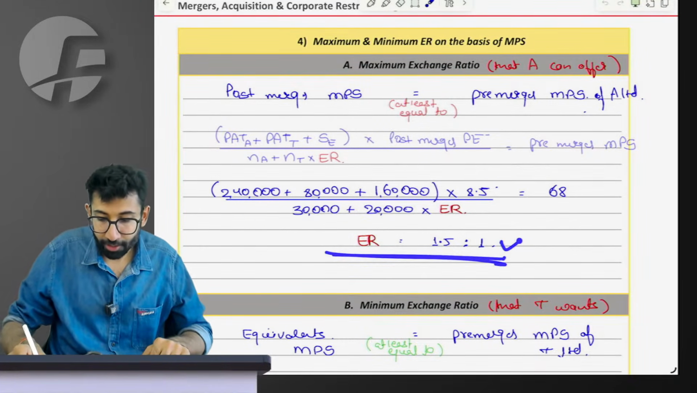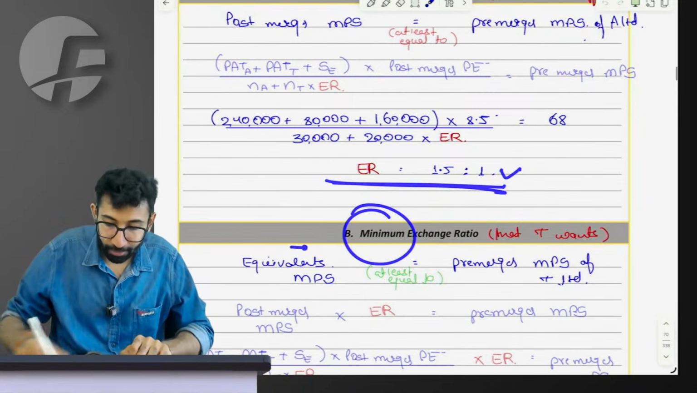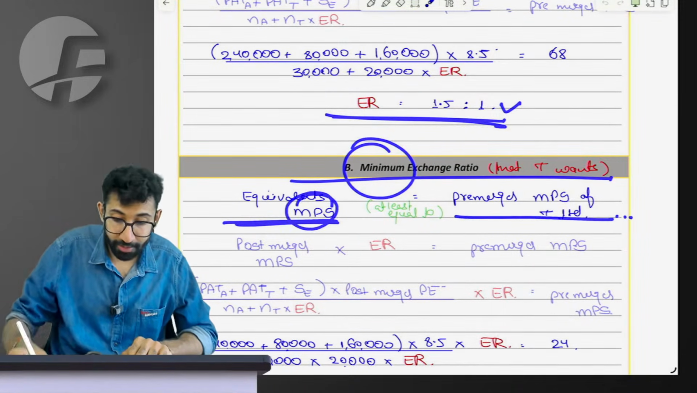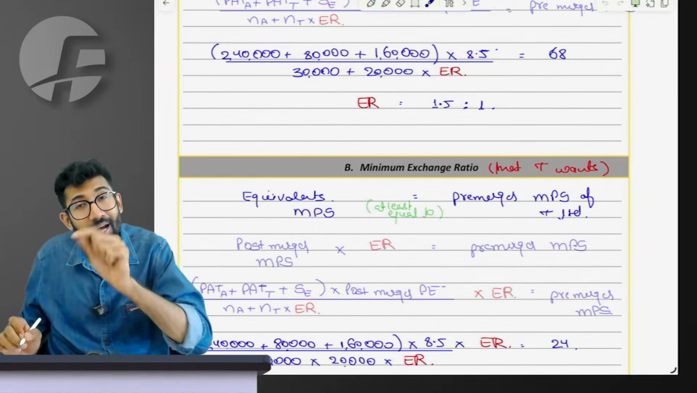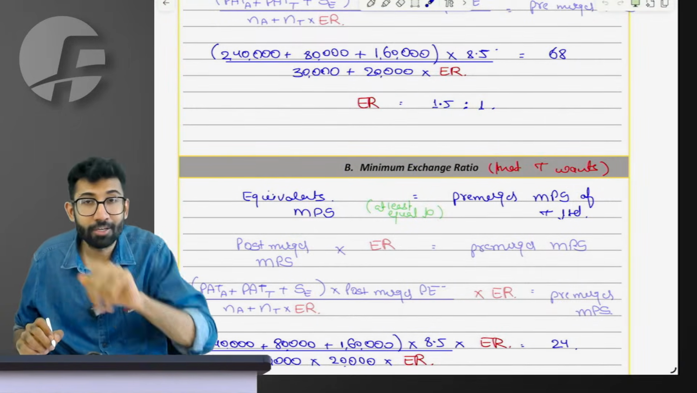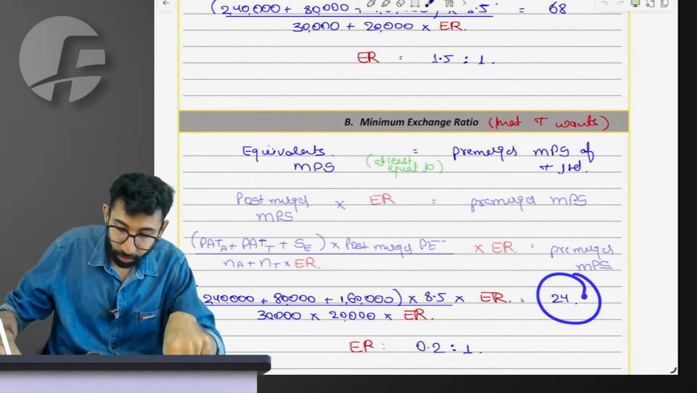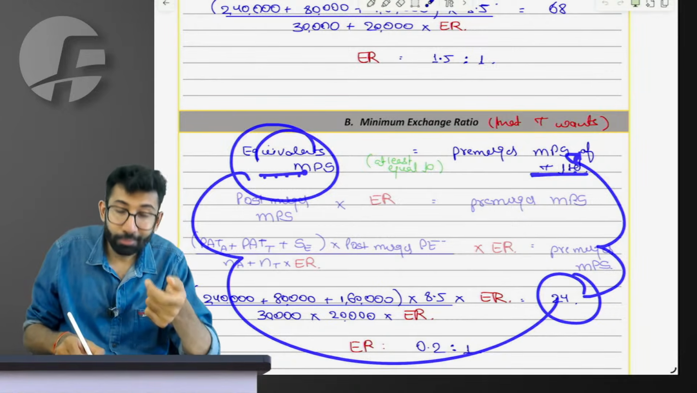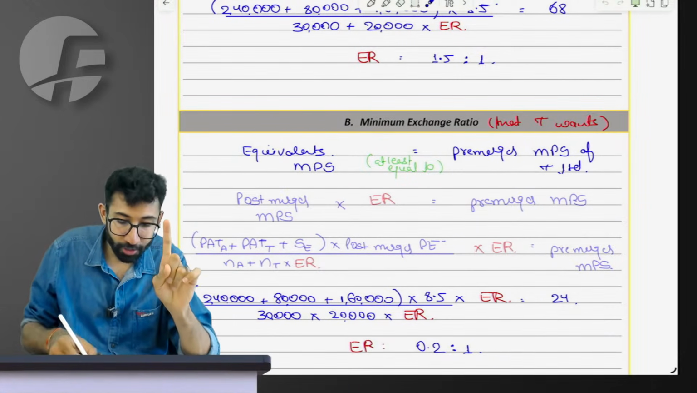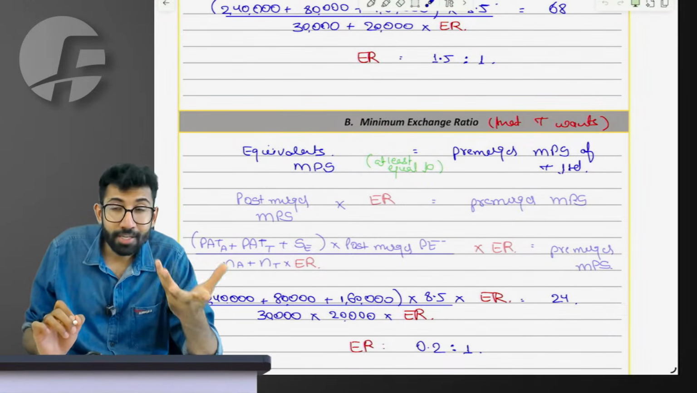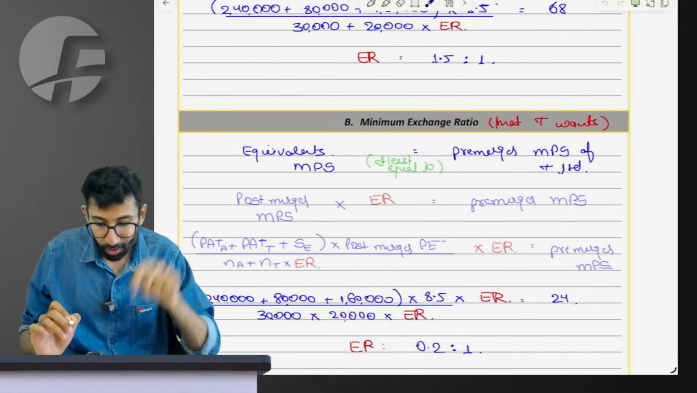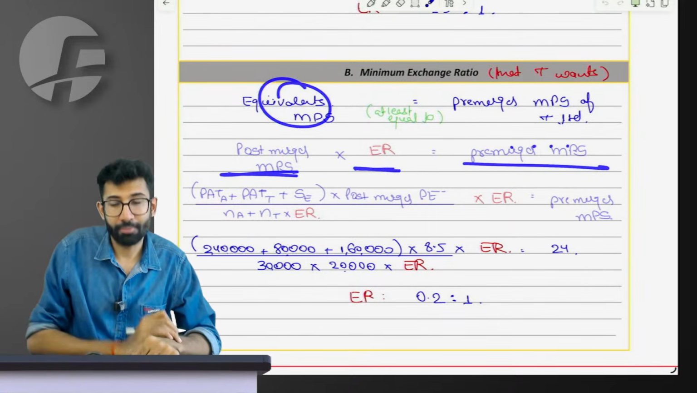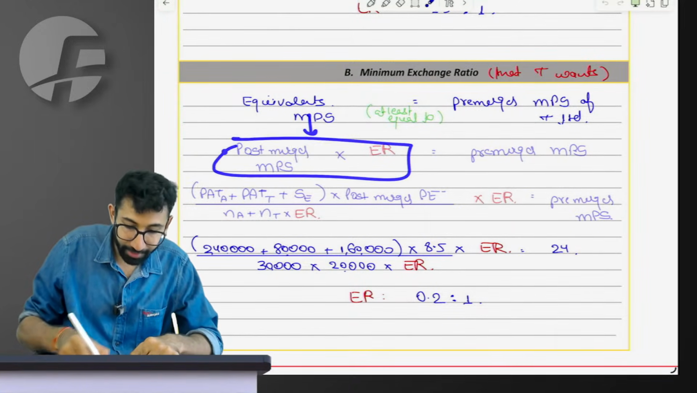Maximum, how much can the acquirer afford? 1.5. But how much is the minimum the target wants? The target says our equivalent should be at least equal to pre-merger, but this time in terms of EPS. You will say our after-merger value should be the same as our pre-merger value. So your pre-merger value was 24 on a per share basis. So comparable to the same 24, what you get in the new company is equivalent MPS on the same per share basis. Now you get equivalent MPS, which you want to be at least equal to 24. Correct? So now I will say equivalent is what? Post-merger MPS into exchange ratio is equal to pre-merger MPS. That's what equivalent is, right, everyone?